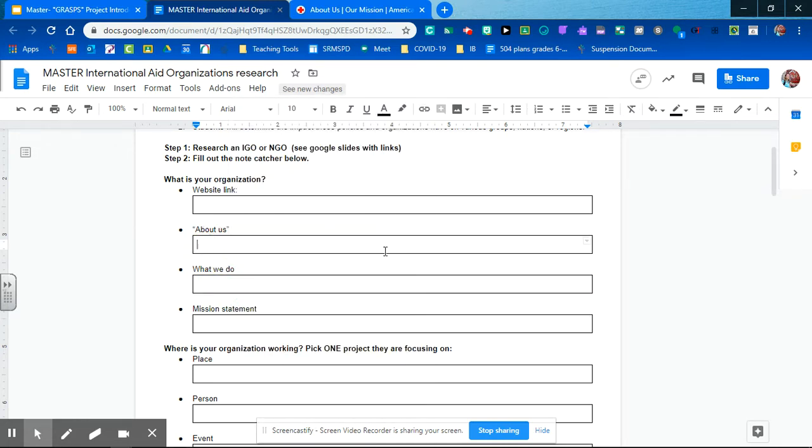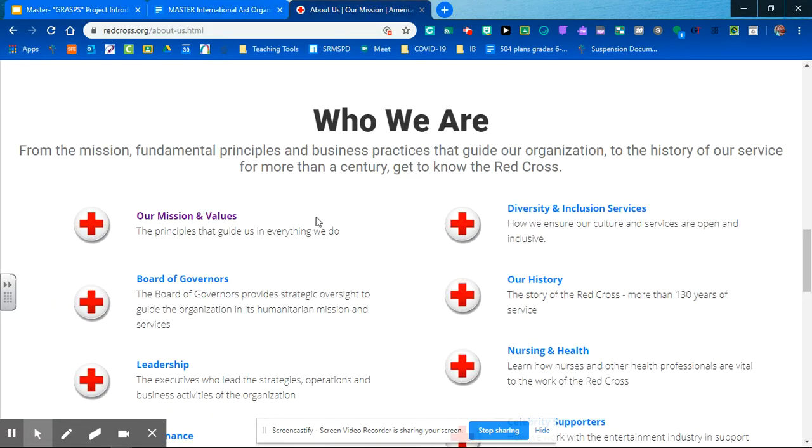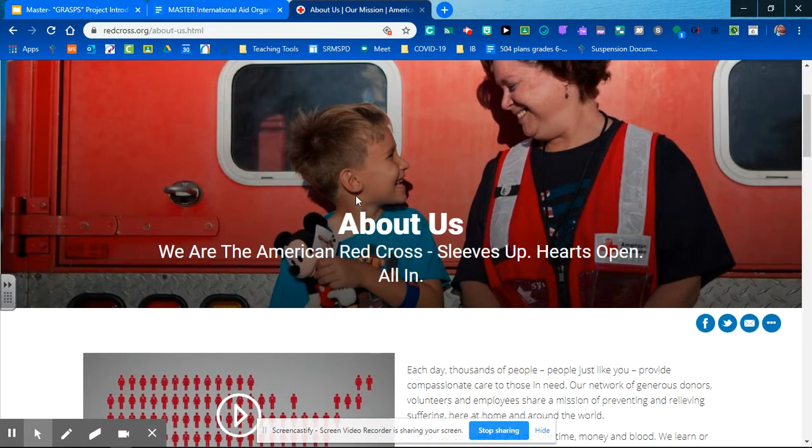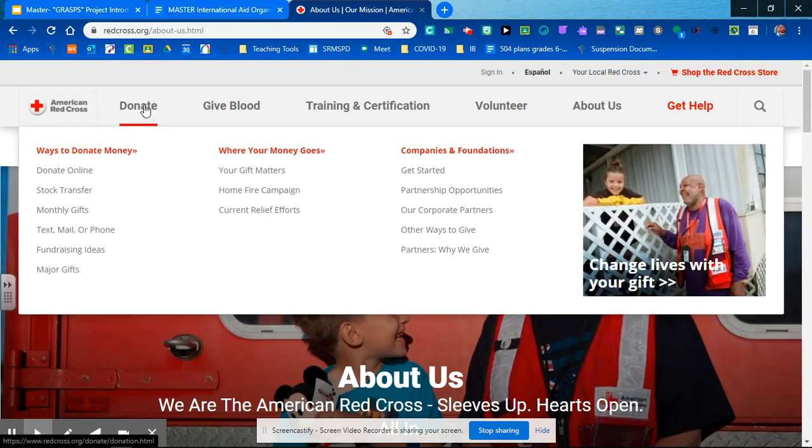So you are the president. Remember, you are the expert on this NGO or IGO. You need to know everything about it, really read and go through these websites, think, and then put your information on your note catcher. Where is one place that your organization is working? I want you to pick a case study or a specific project that your NGO or IGO is doing and type about it there.